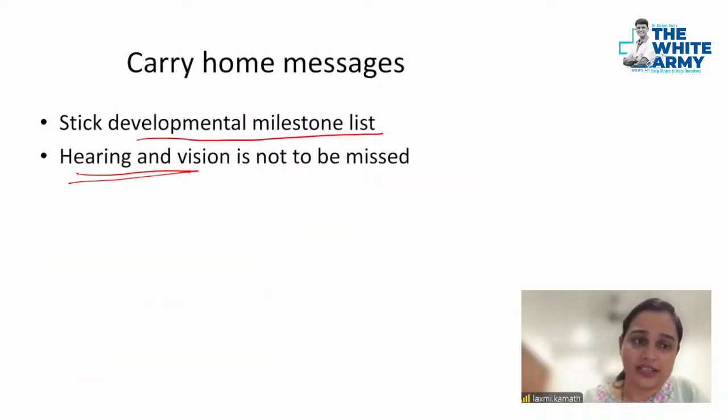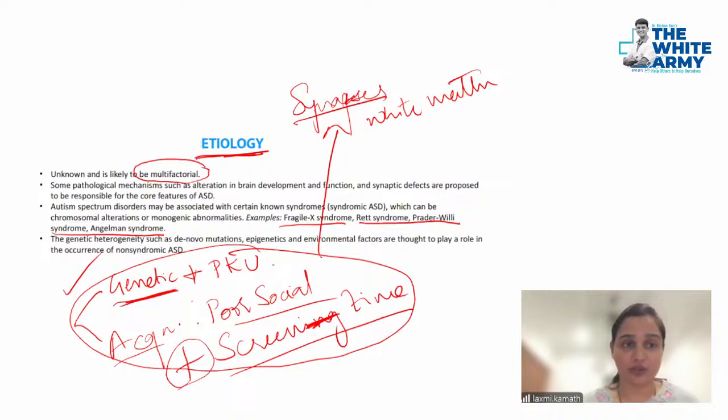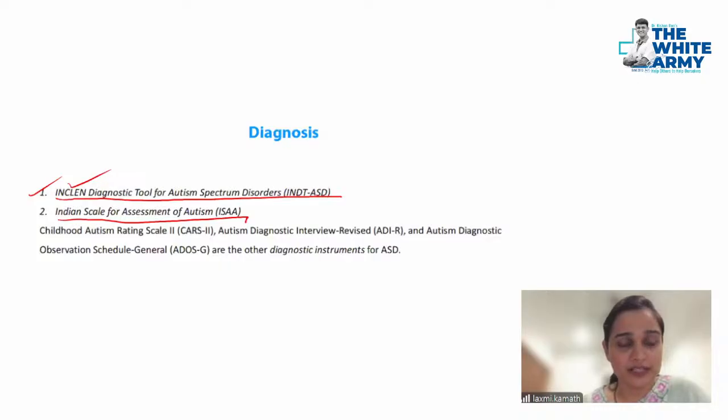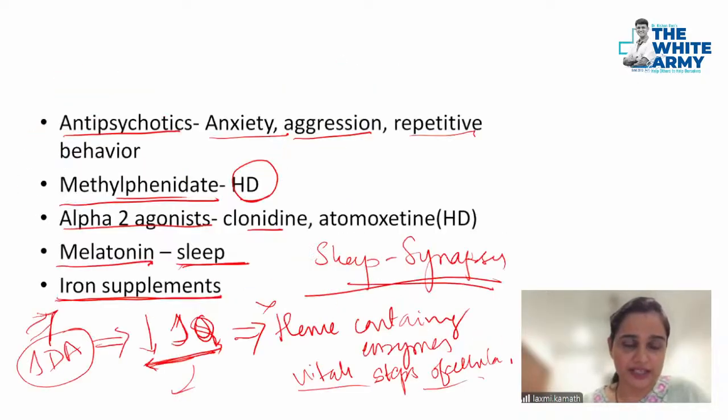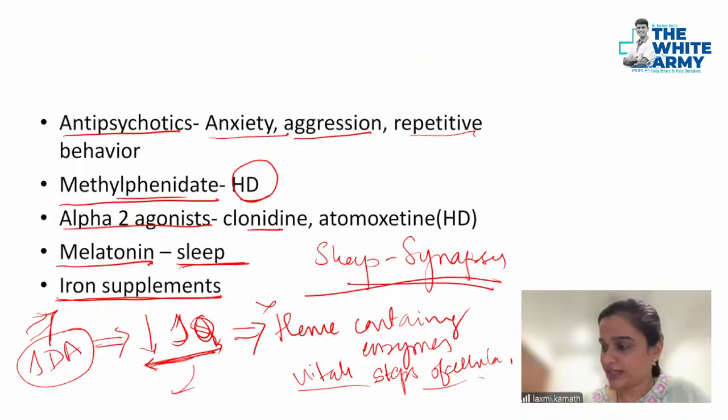So the take-home message after 3 classes of development is you should know all the developmental milestones. Hearing and vision shouldn't be missed. Red flag signs are one thing that all of you should know, and you should know when to refer the child to a child developmental unit, and you should know what is autism, how do we screen for autism, how do we diagnose it, and generally treatment is multidisciplinary. It can be pharmacotherapy or just behavioral therapies that we give for the child. Today was a short class, so I stop it here.